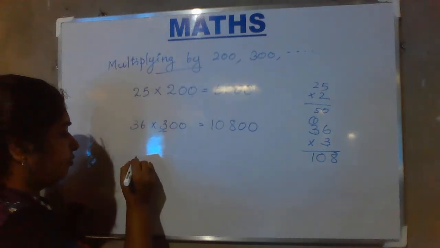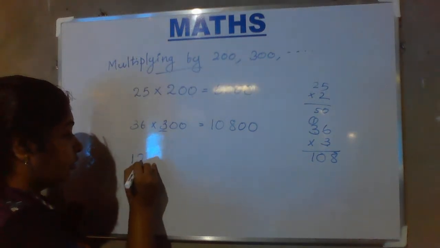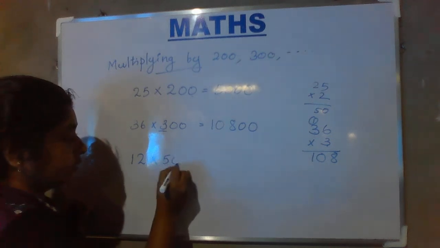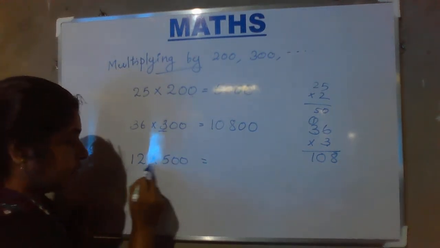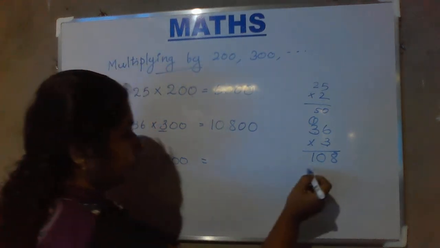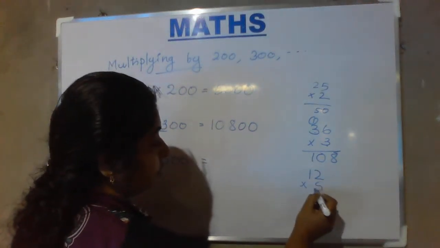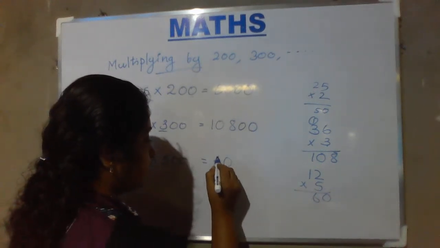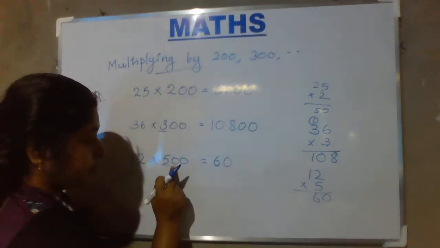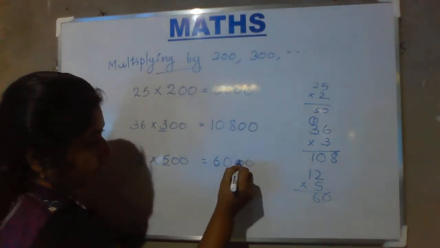Then multiplying by 500. Then 12 into 500. How will you find this product? First multiply this number by 5. Then 12 into 5 is 60. Then after, we put 2 zeros to the right of this number.